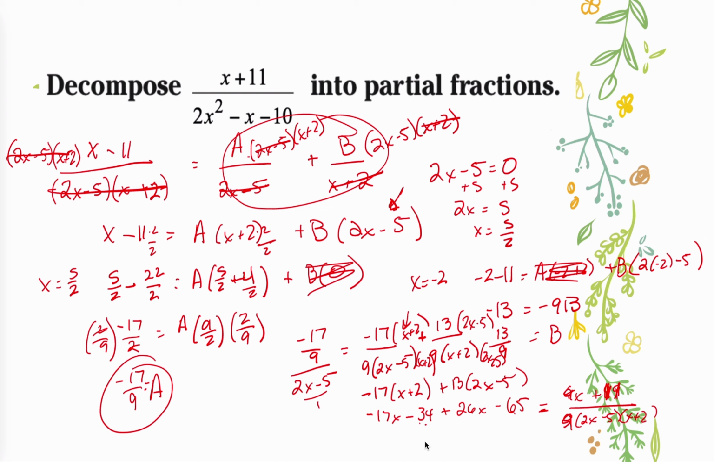So our answer here is negative 17 over 9 times 2x minus 5 plus 13 over 9 times x plus 2. And that's our answer.